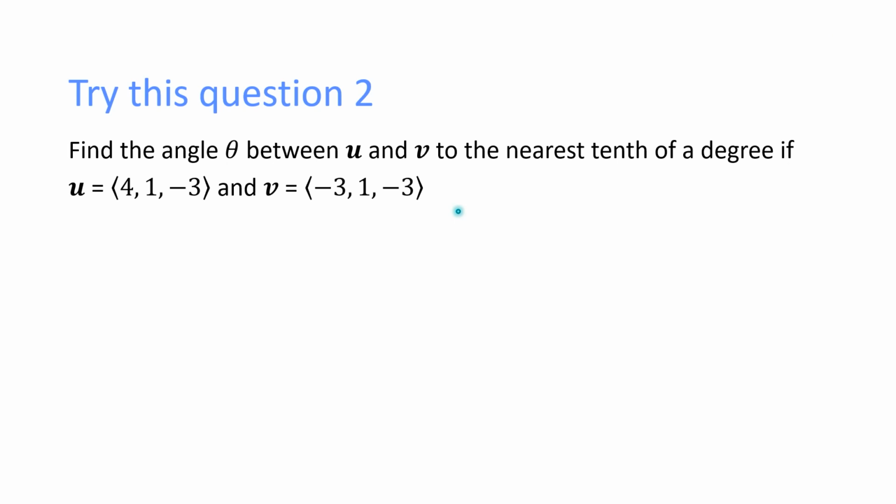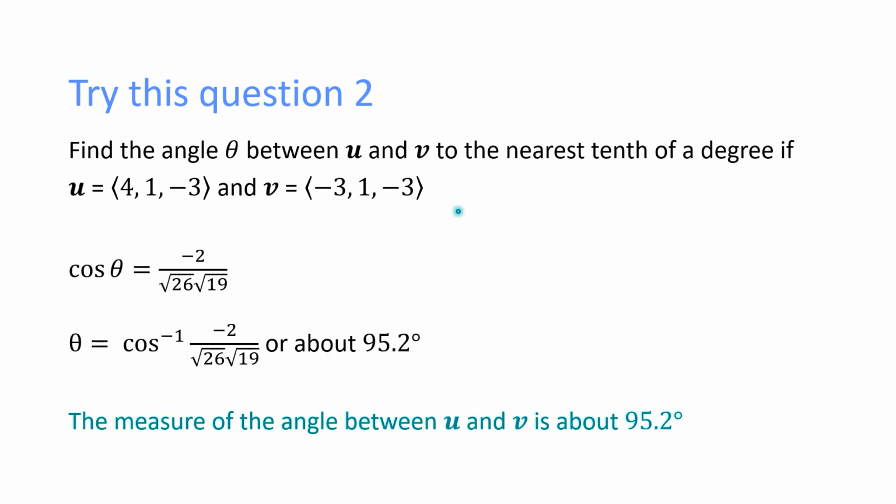So here is the answer to try this question number 2. The answer is that the measure of the angle between U and V is about 95.2 degrees. If you would like more help to answer a question of a similar nature, you can watch example 2 again, where the details have been provided, and that should help you to answer this question more accurately.